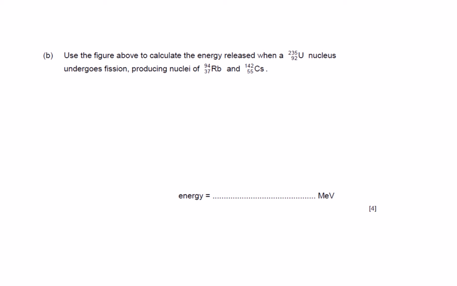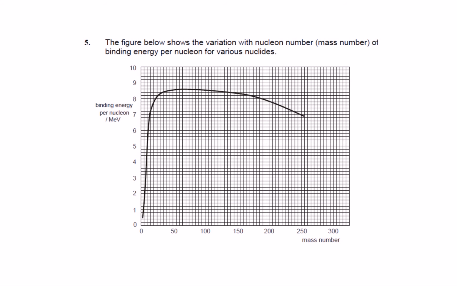So moving on to part B, we need to use the figure above to calculate the energy released when a 235 uranium nucleus undergoes fission, producing nuclei of rubidium 94 37 and cesium 142 55. Okay, so we need to come to the graph. I've got the graph here, might be a bit small, but hopefully you've got it in front of you. I disagree with the mark scheme actually on this, and I'll show you why.